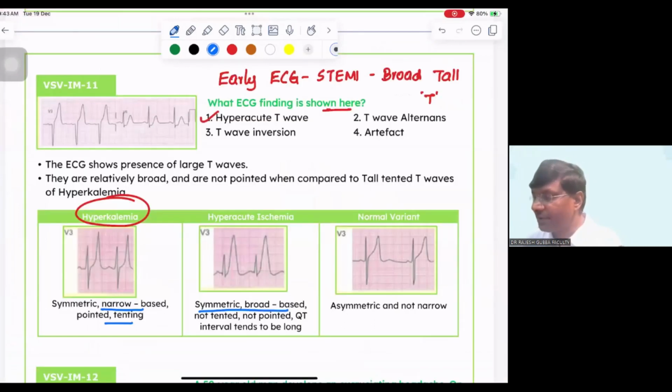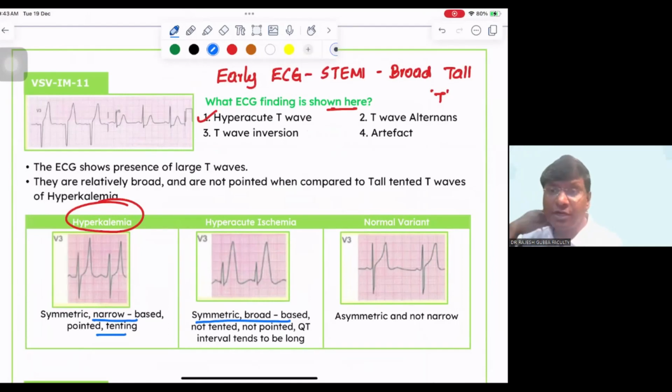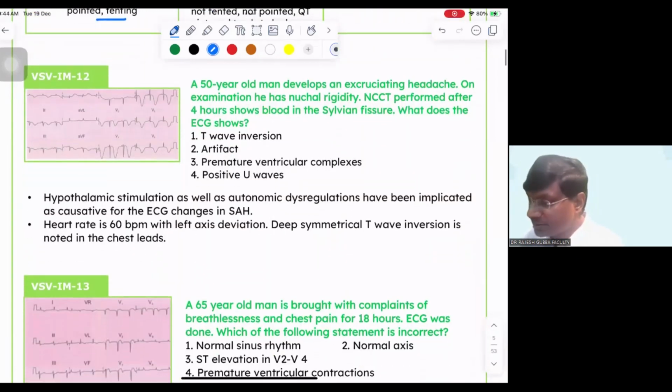Okay. So this is about your morphologies related to the T wave. Now, the earliest ECG change in MI will be your broad tall T wave, followed by ST segment elevation, followed by the disappearance of your R wave, followed by the appearance of the Q wave, followed by T wave being inverted, and after a very long duration of the STEMI, you will have only Q wave, all other changes will disappear.